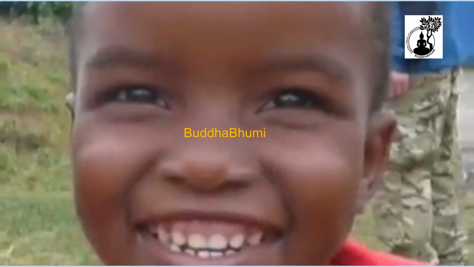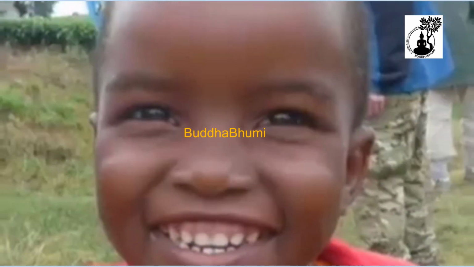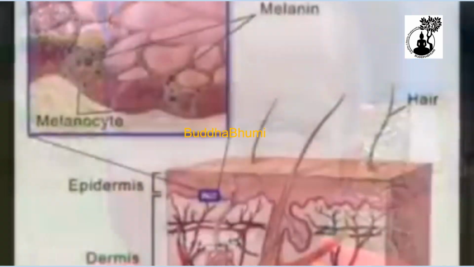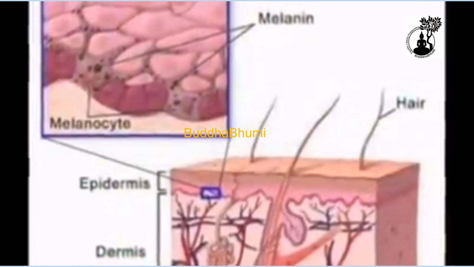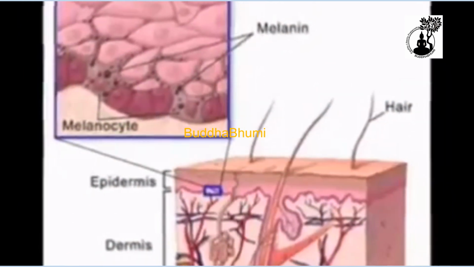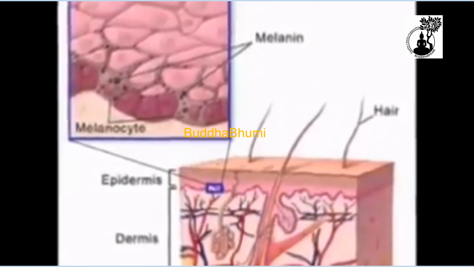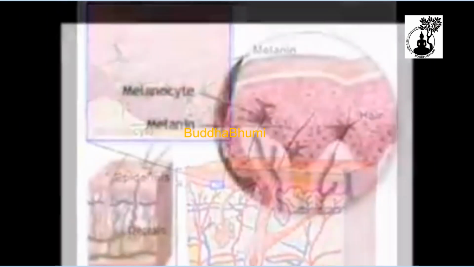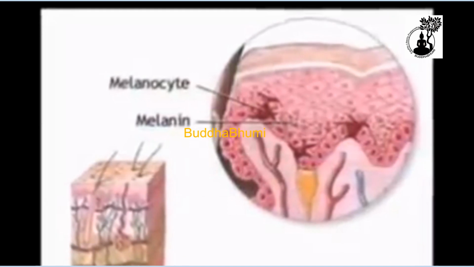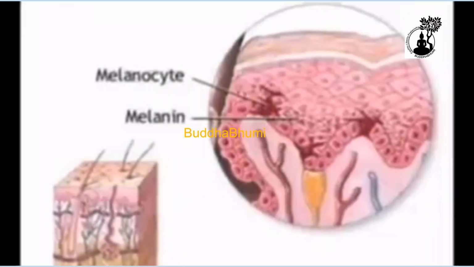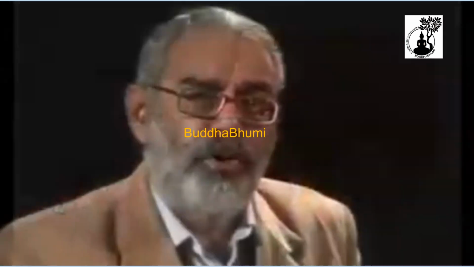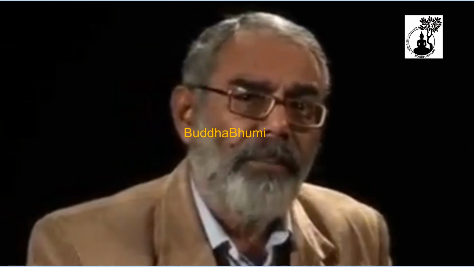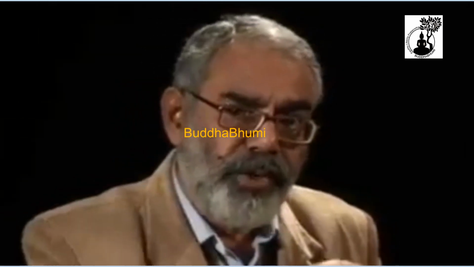The darkness in the skin color comes according to the quantity of melanin pigment which is present under the skin. The melanin is a dark colored pigment which varies from person to person, and it is reflected on the skin color.